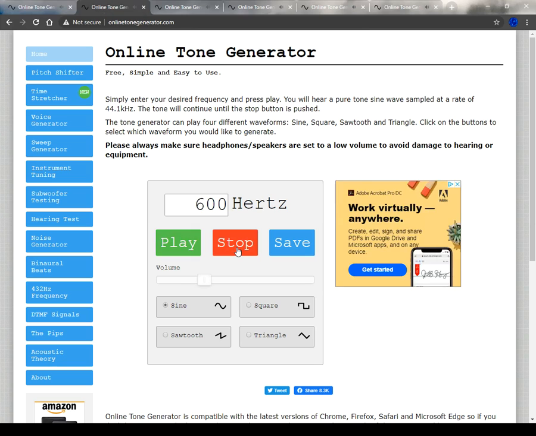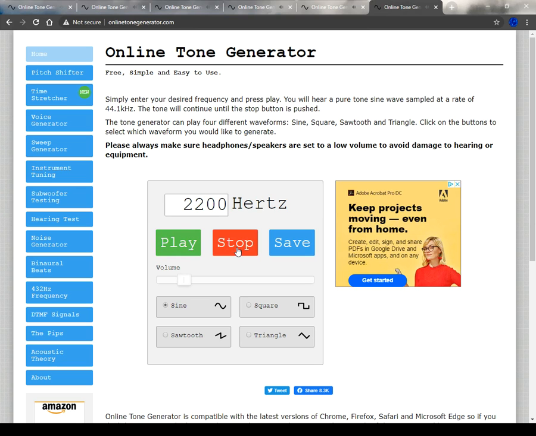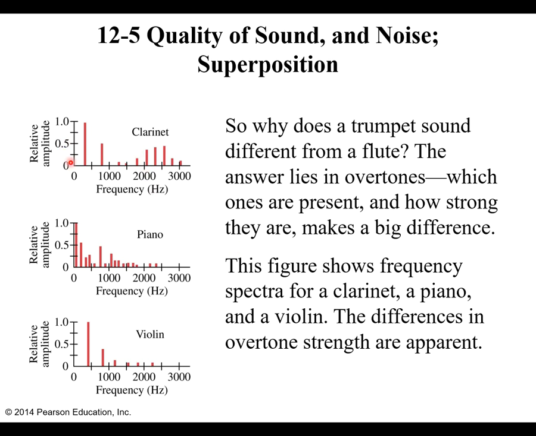And what we can do is we can do this type of analysis for each instrument, program it into a database so that whenever you play a certain note on a synthesizer, it plays the same harmonics and thus reproduces the sound of a clarinet or the sound of a piano or the sound of a violin. And so that's how a synthesizer works, is by using the overtones that are present in an instrument.